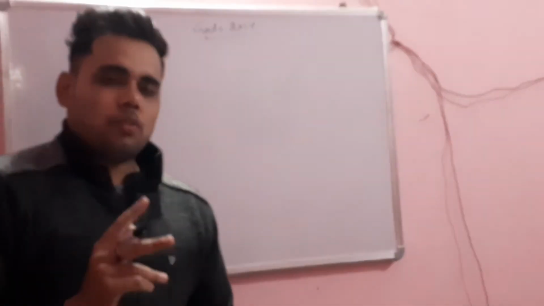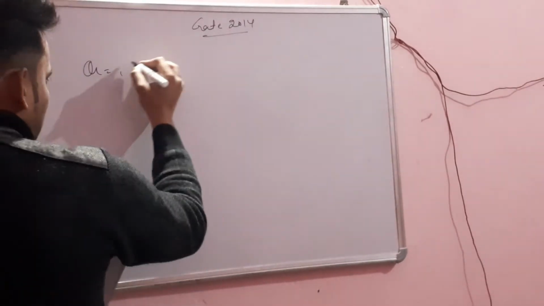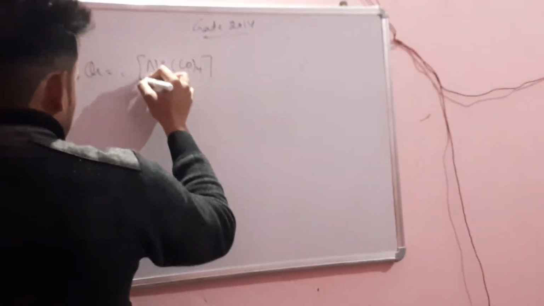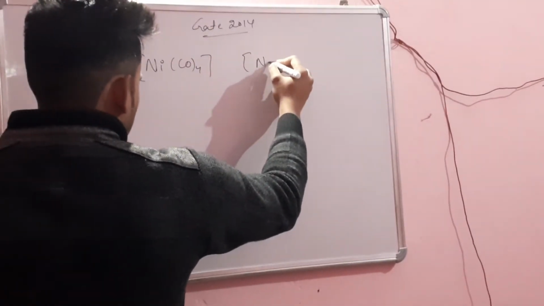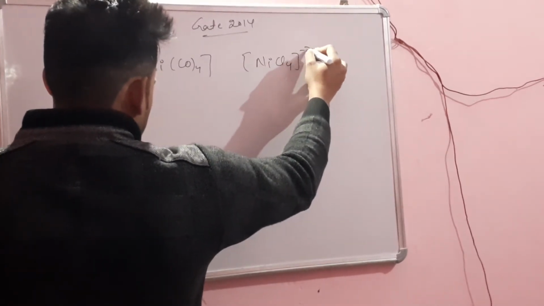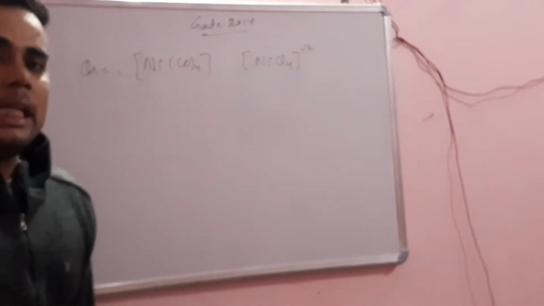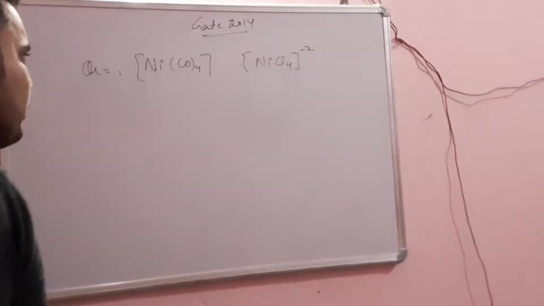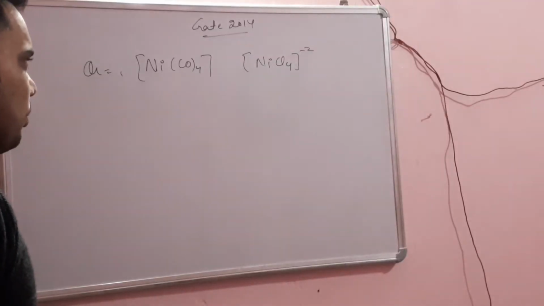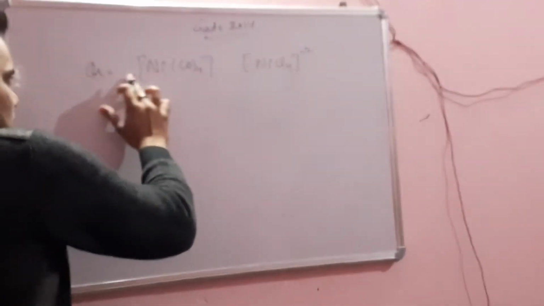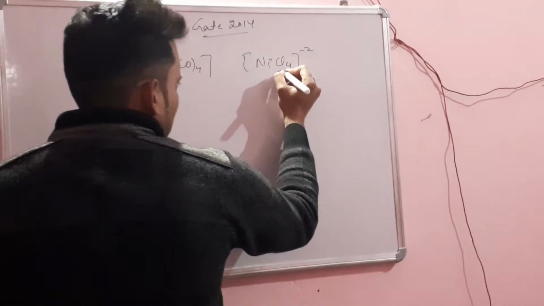So your first question is, you have to decide the geometries of the two given compounds. The first given compound is Ni(CO)4. That is your first compound. Then there is [NiCl4]2-. You have been asked what type of geometry they exist in. Whenever you do this type of question, you know that both of them have a tetrahedral geometry.